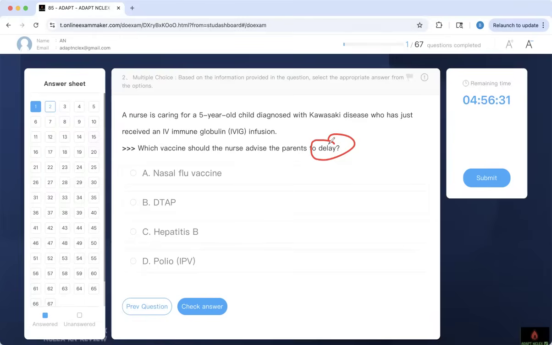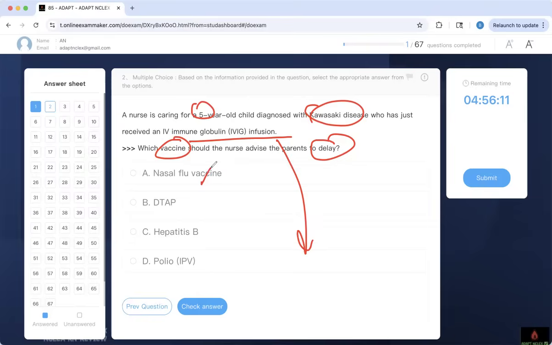Need to delay. About what? Vaccine. Why? I'm a 5-year-old. What happened? I have Kawasaki disease. And so what? I receive immunoglobulin. Oh, okay. Immunoglobulin, you should not receive any live vaccine. Which of these is a live vaccine? Nasal flu vaccine, DTaP, hepatitis B, polio, right? IPV. Which of these is a live vaccine?